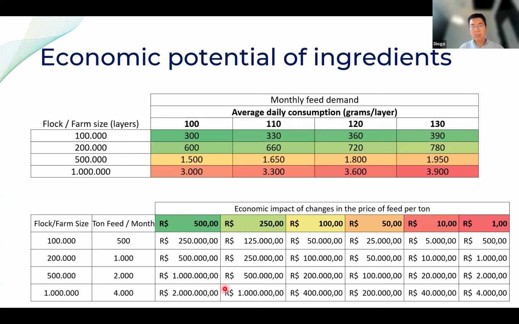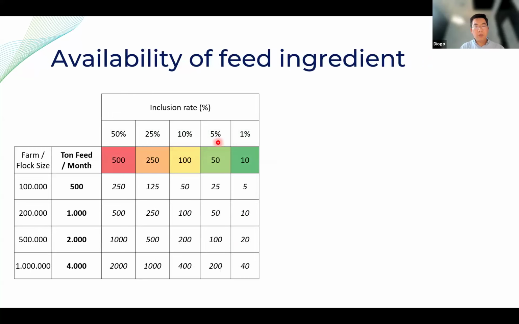We have some values that we need to consider, whether that is good or not, enough or not for our purpose. But we also need to consider the availability of the ingredients. We have different inclusion rates that can be 50% of the total feed or 500 kilos per ton. Sometimes we have ingredients where the inclusion rate is only 1% or 10 kilos per ton.